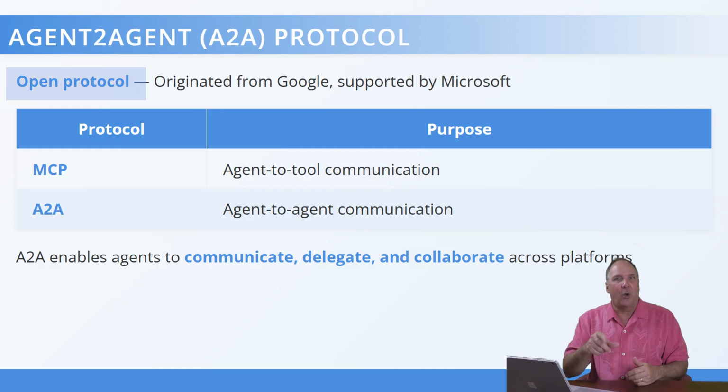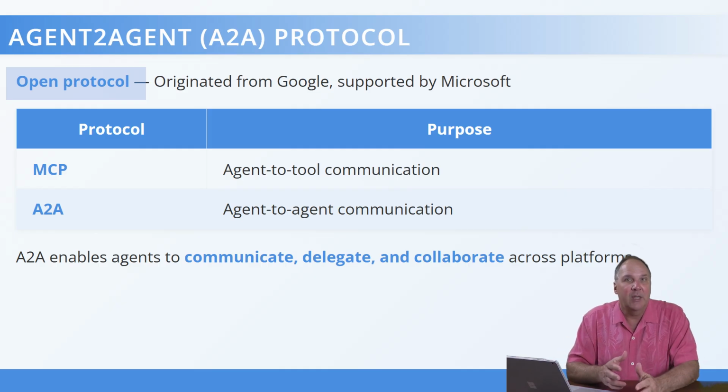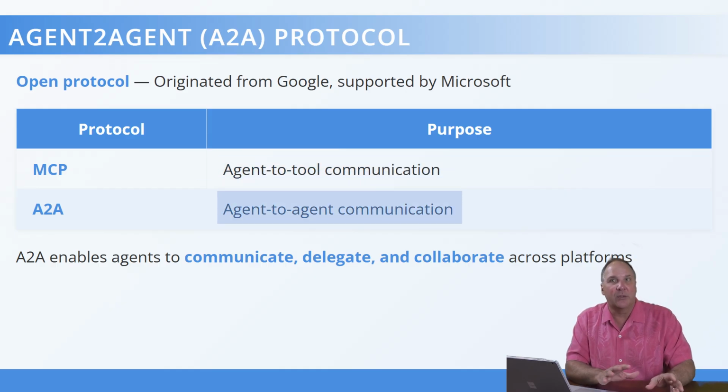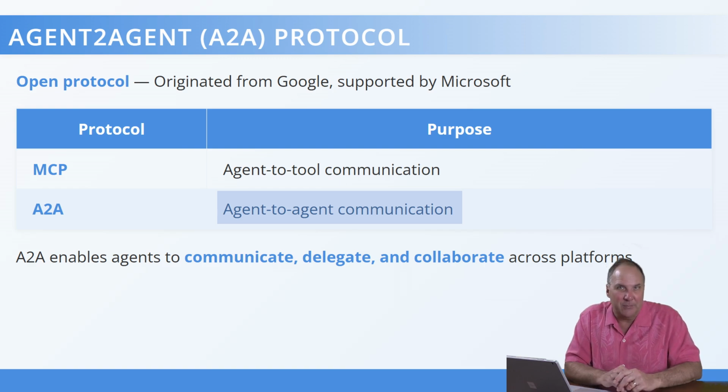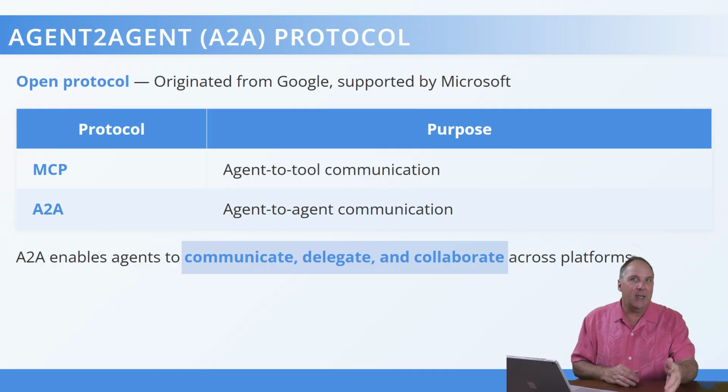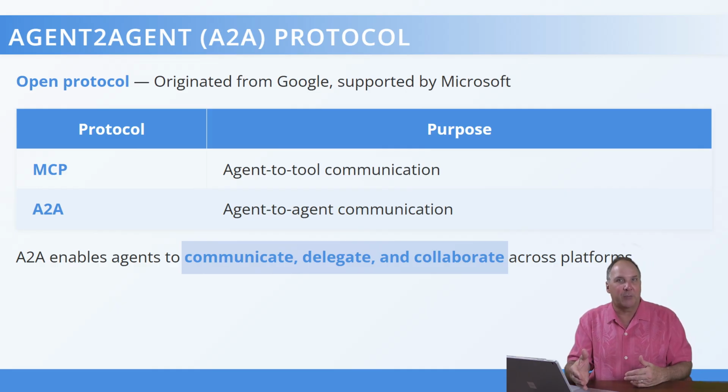Now let's talk about Agent2Agent, or A2A. A2A is another open protocol. This one was originally developed by Google, and Microsoft supports it for multi-agent interoperability. Notice the pattern here. Open standards, multiple vendors supporting them. That's intentional. It prevents lock-in. While MCP handles agent-to-tool communications, A2A handles agent-to-agent communications. Different problem, different protocol. A2A enables agents to communicate, delegate tasks, and collaborate across platforms.